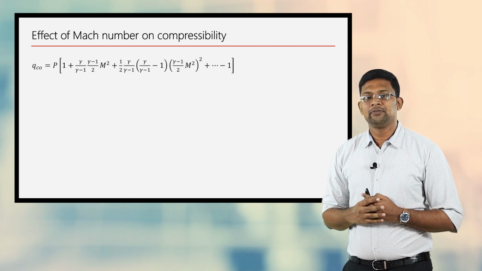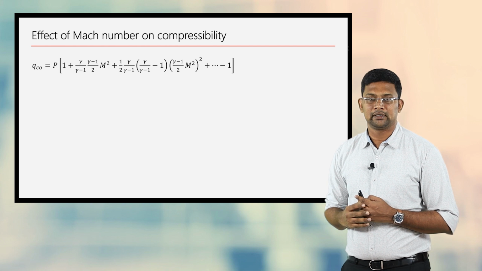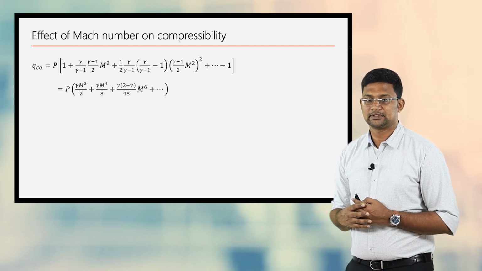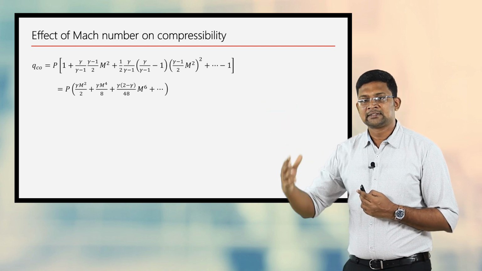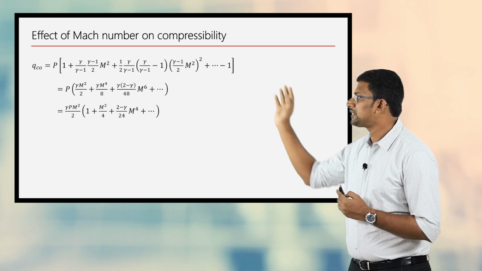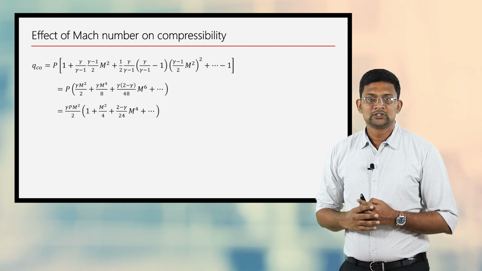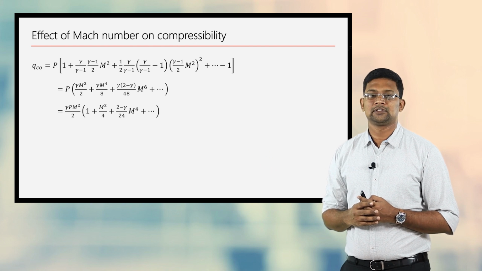Now let us simplify this expression. There are many terms which have gamma minus 1 as common. So let us cancel those gamma minus 1 terms, and we will be obtaining this. In the next step, we take the term gamma M square by 2 outside the bracket. So this is our new expression. This is the current expression for Q_co, or dynamic pressure for a compressible flow.